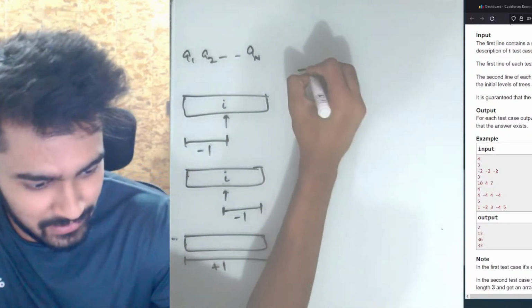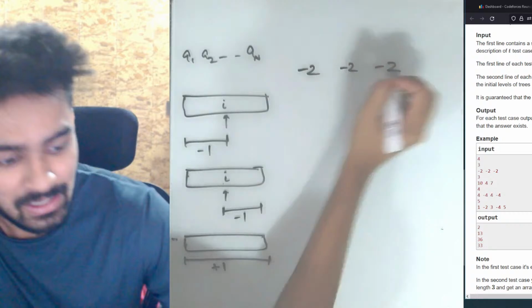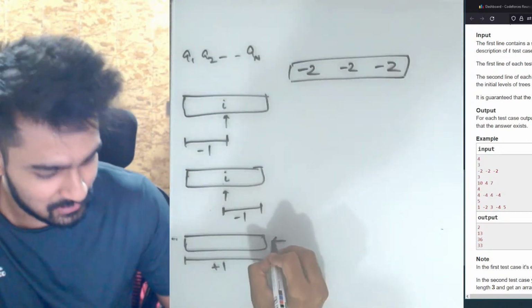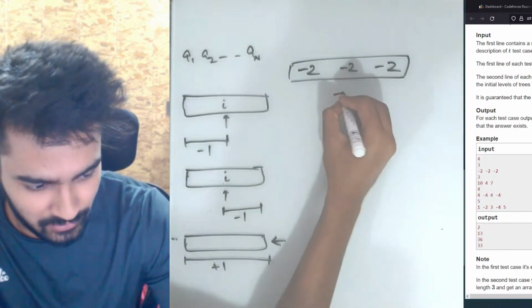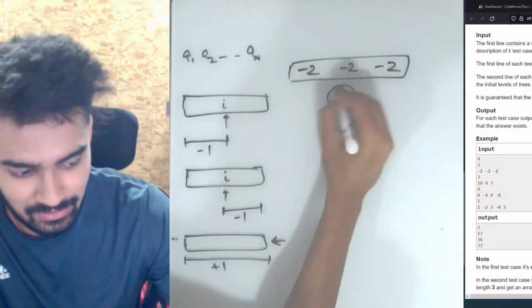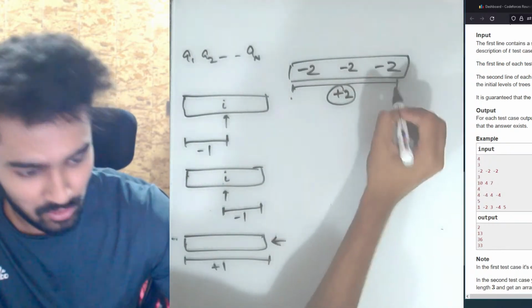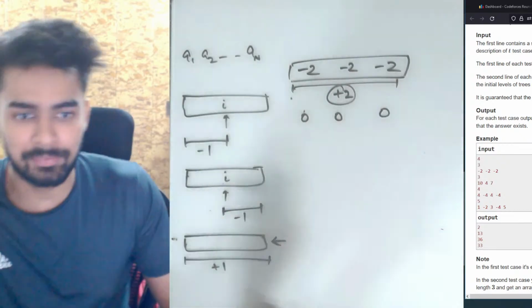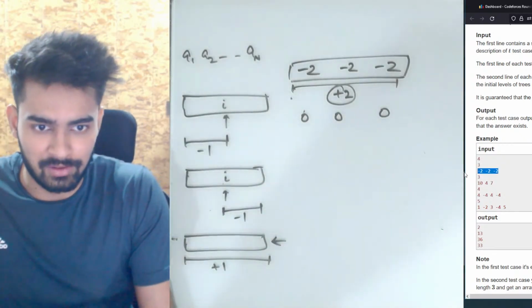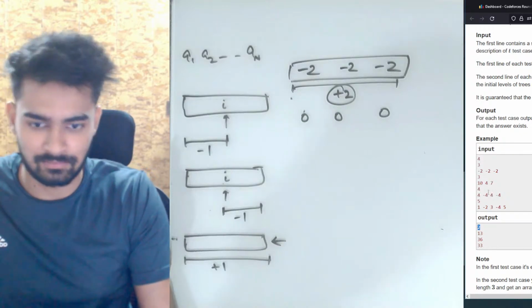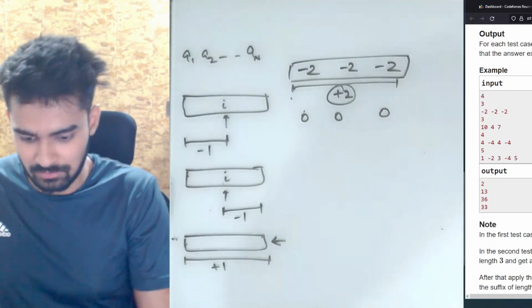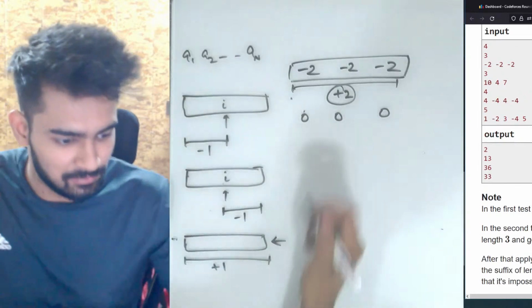Okay, so if it's -2, -2, and -2, since we know all these numbers are the same, what we can do is apply the third type of operation twice. So we need to make two operations such that in every operation we increase all the values by +1. So this becomes 0, 0, and 0. Therefore, in two operations, you can make all the values 0. So the answer is 2. All right. Let's come to the next one.